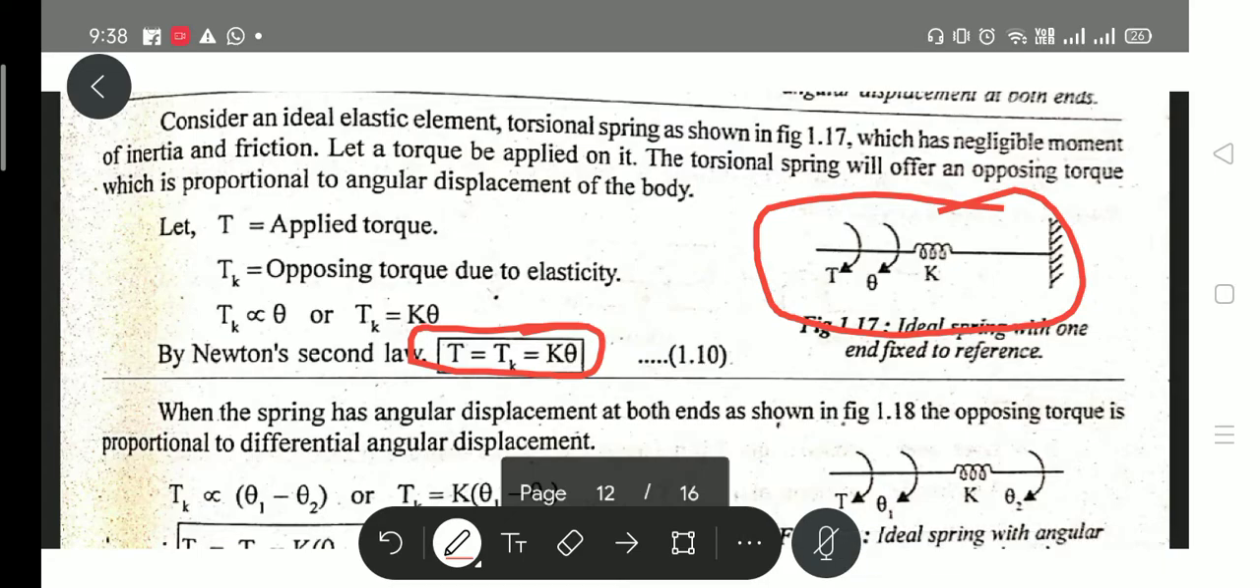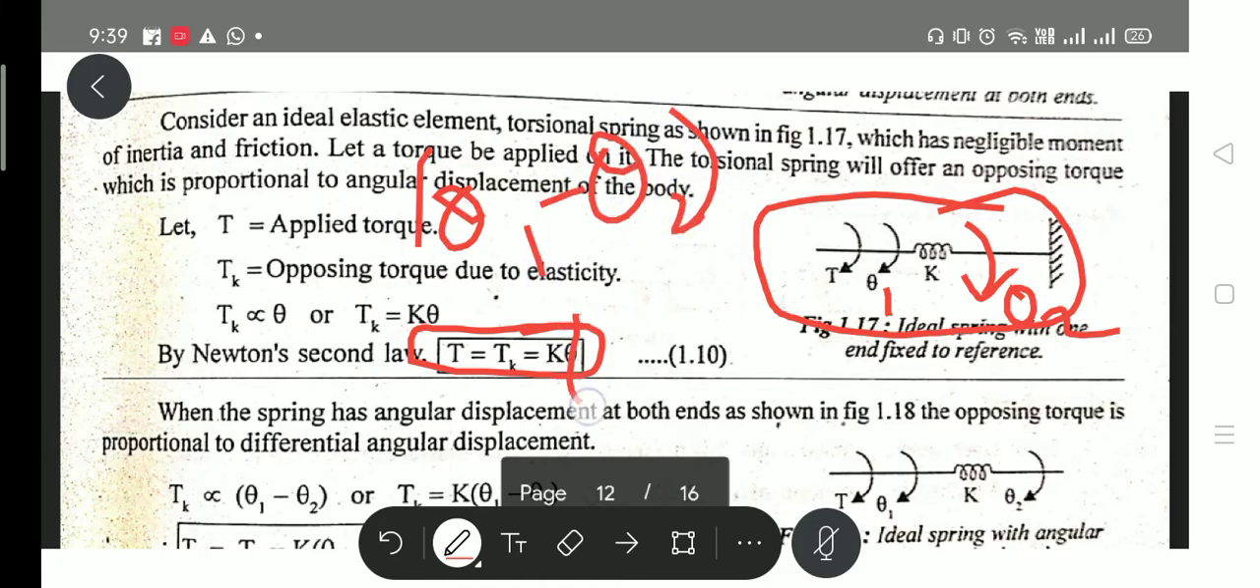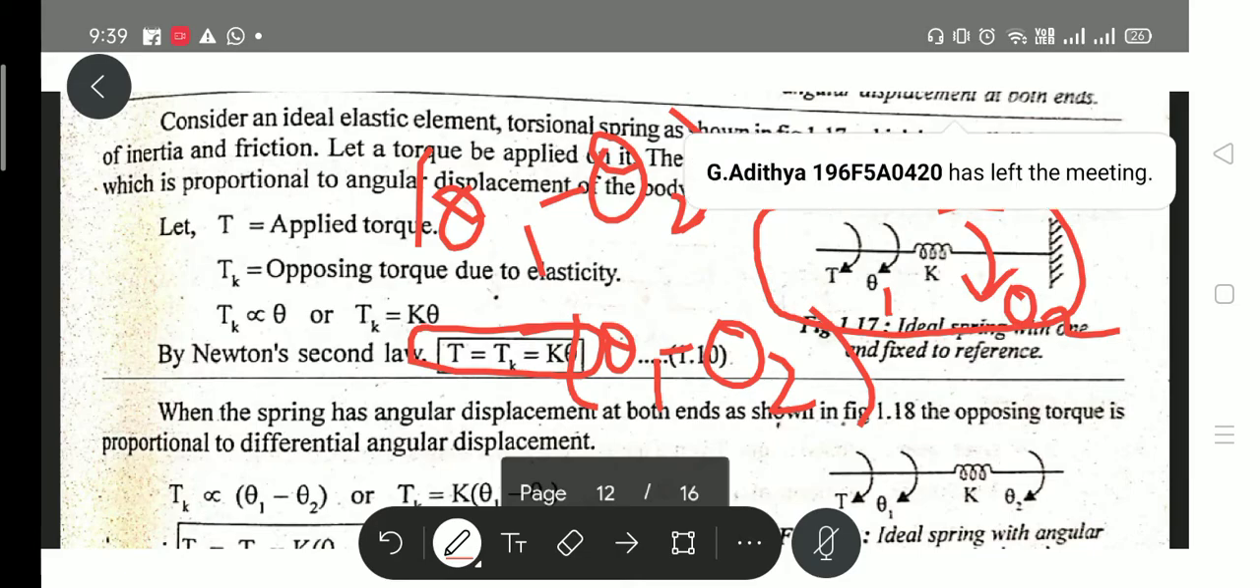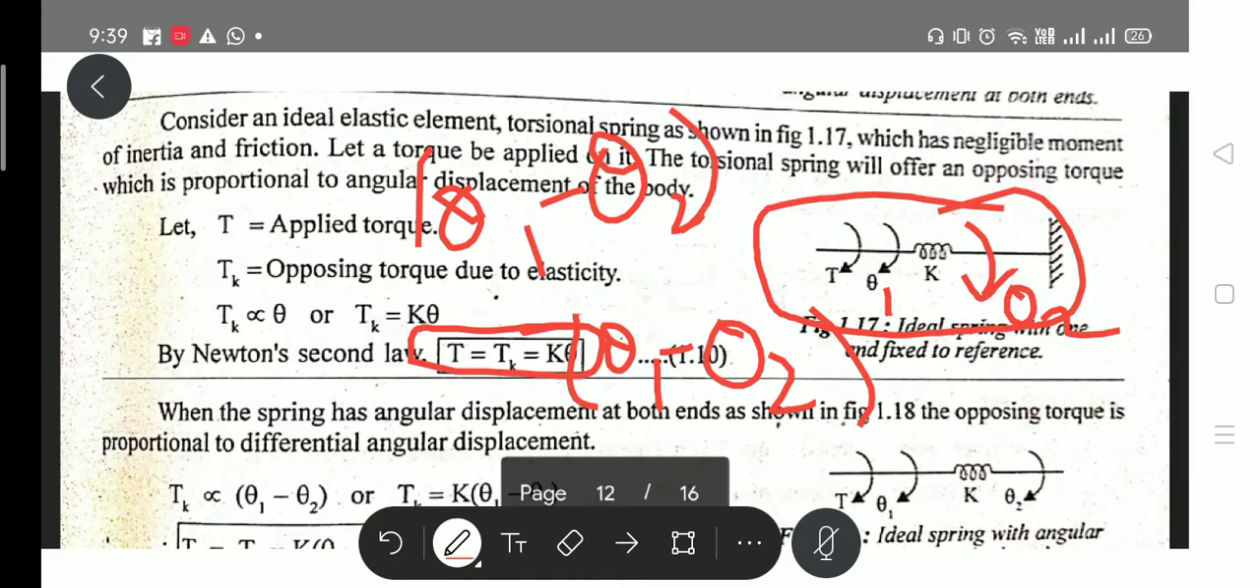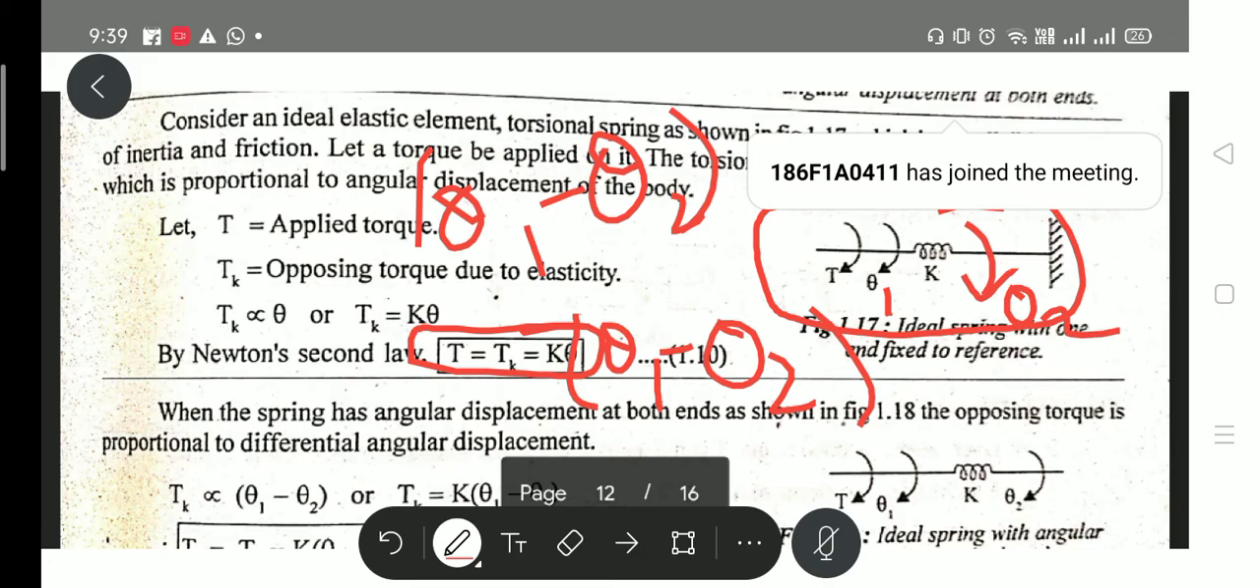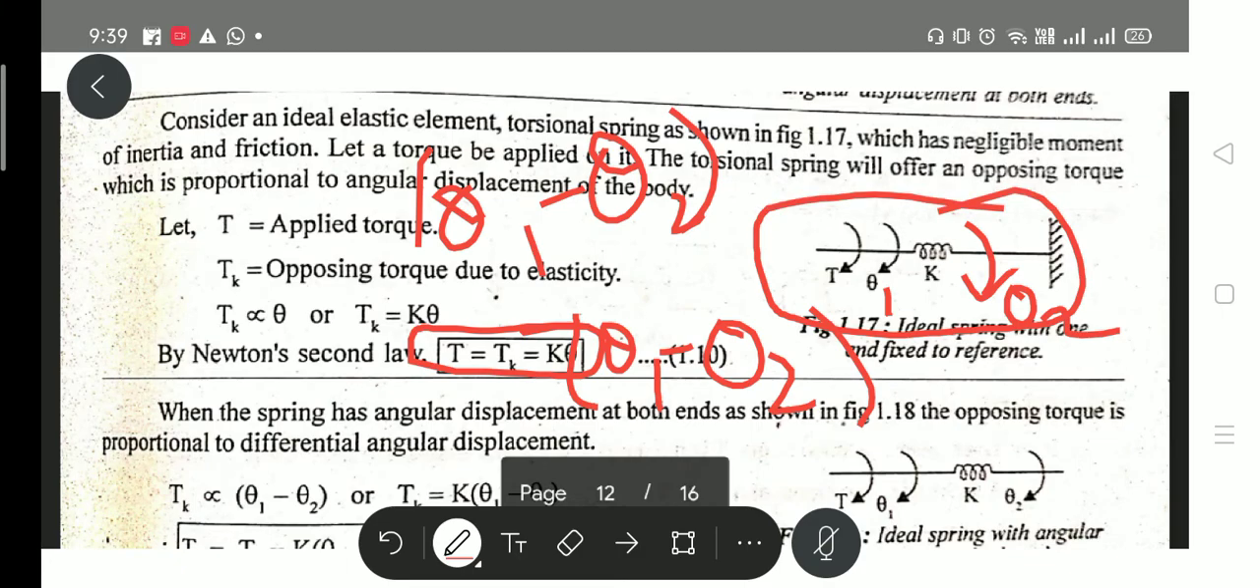Here I am applying the angular displacement on only one side. If I apply it on both sides, theta 1 and theta 2, then in place of theta we take theta 1 minus theta 2. So we get Tk is equal to k into theta 1 minus theta 2, right. This is the torque balance equation for the spring at both the ends.